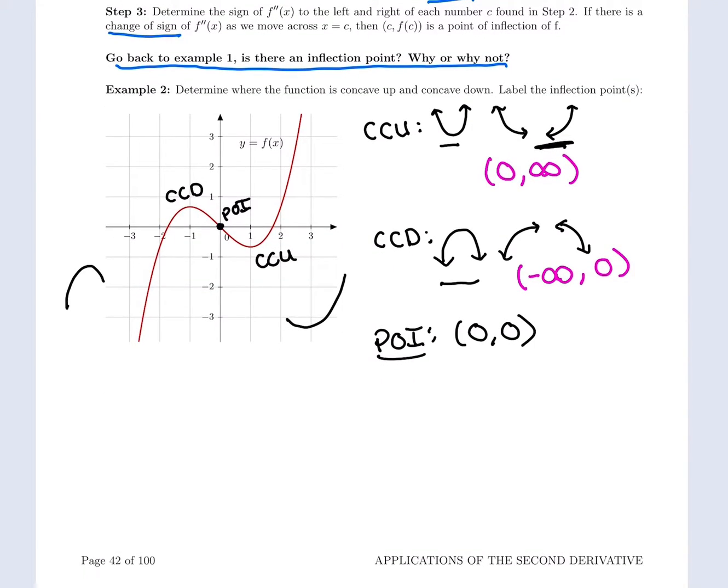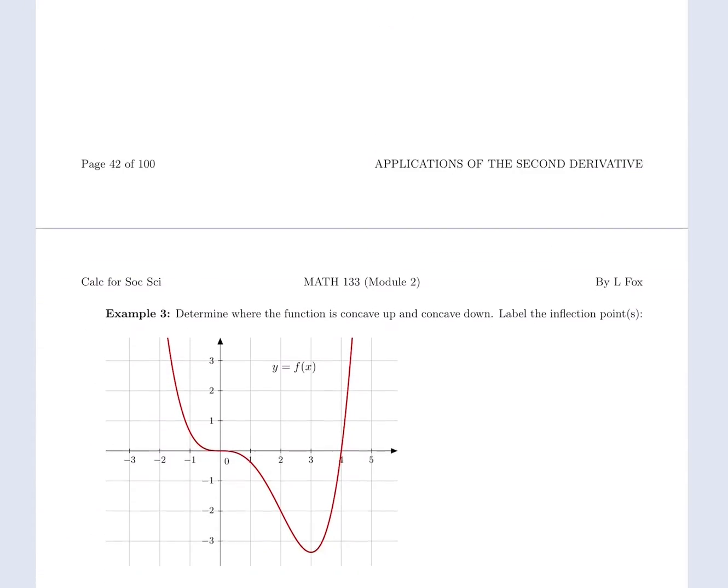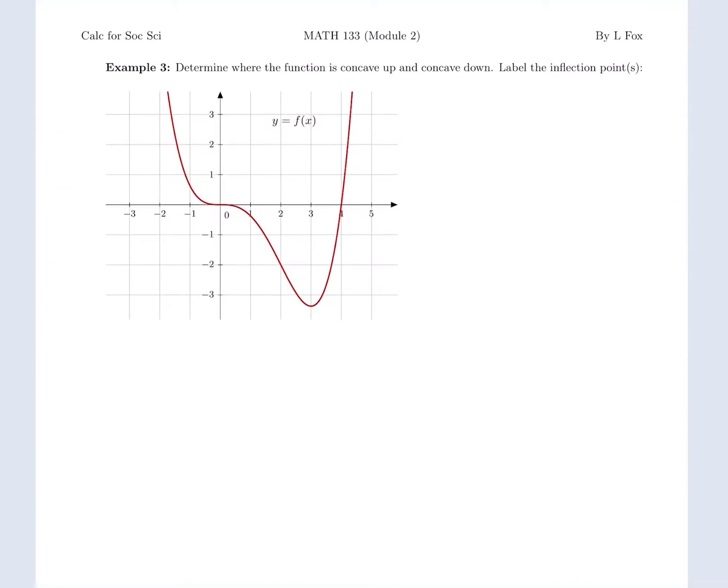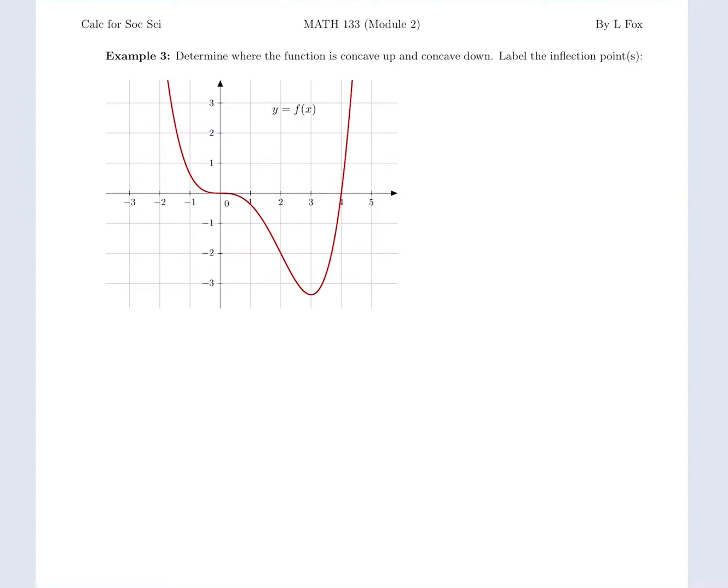So inflection points are like what's between concavity, and then with your intervals, you always want to swap at an inflection point. So let's look at another graph and do the same thing. We're going to find where it's concave up, where it's concave down, and we're going to label the inflection points.